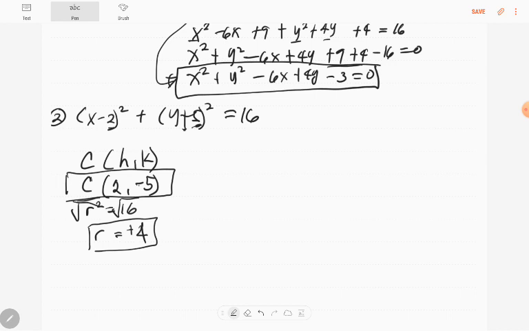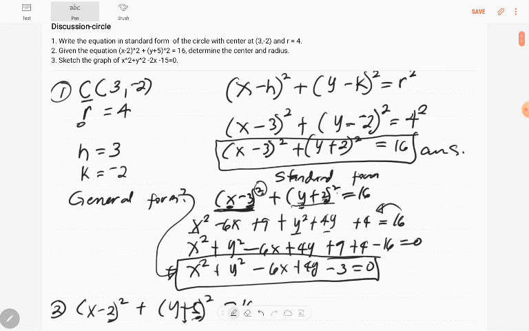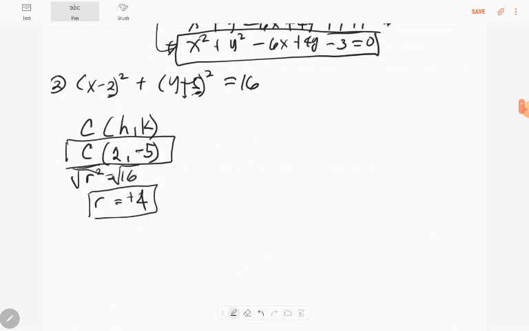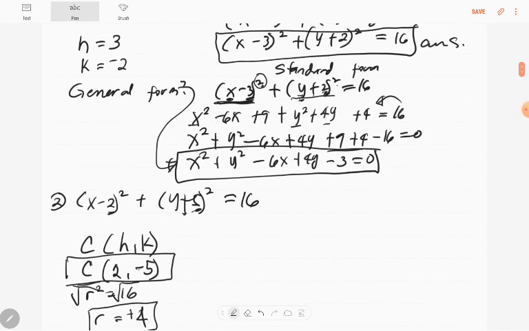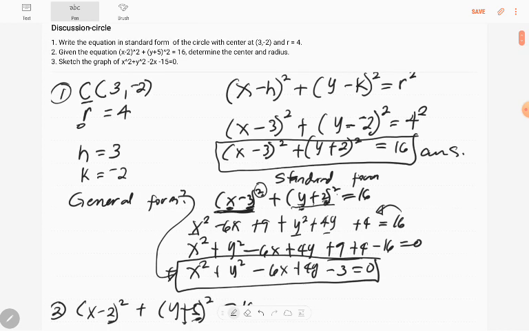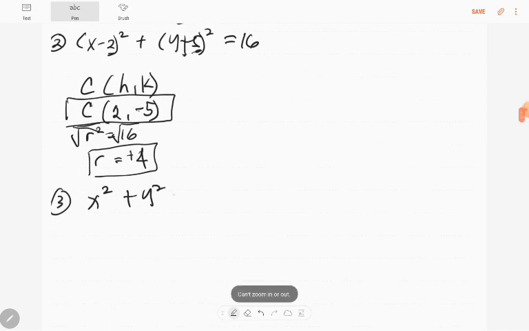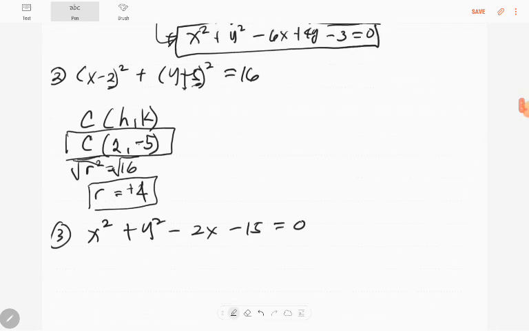Okay, are we clear on this? Okay, let's go to the second part. You're asked to sketch the graph of x squared plus y squared minus 2x minus 15 equals 0. Let me rewrite the equation. So that is x squared plus y squared, minus 2x minus 15 equals 0. How do you think you'll be able to graph the equation?